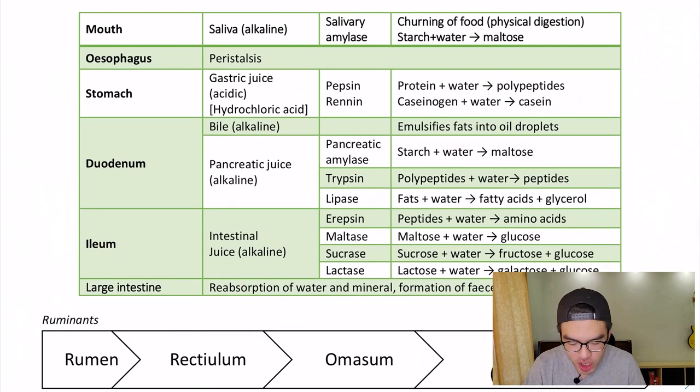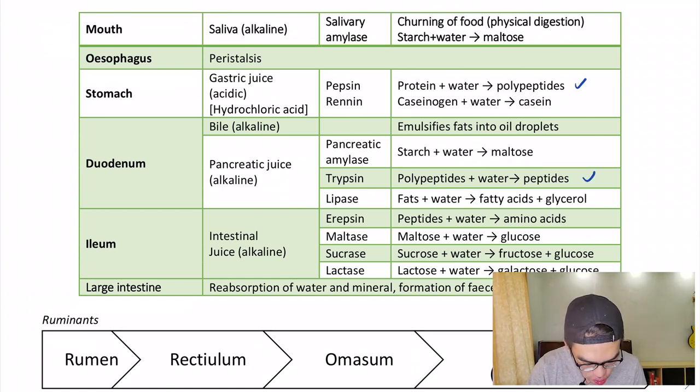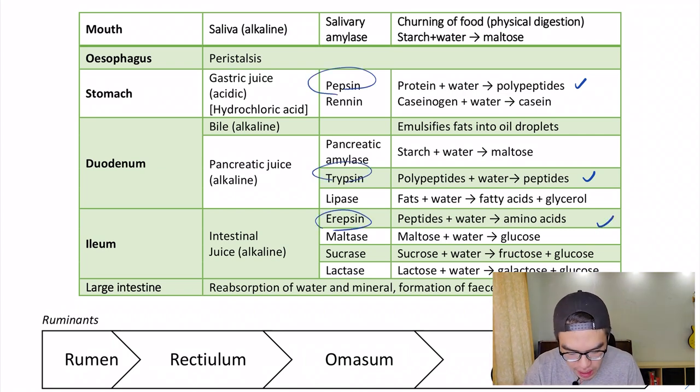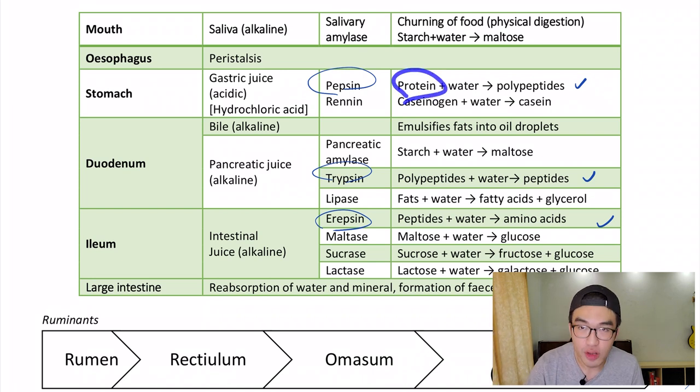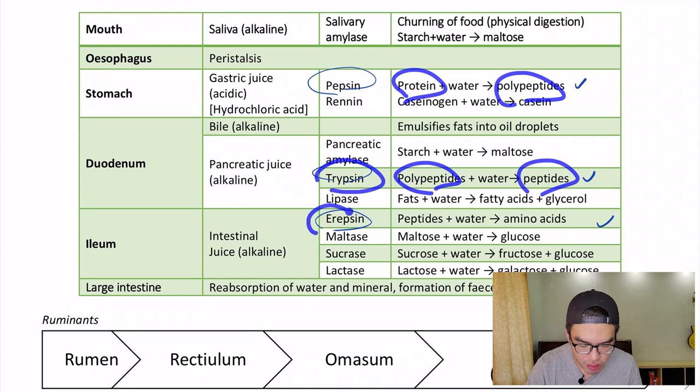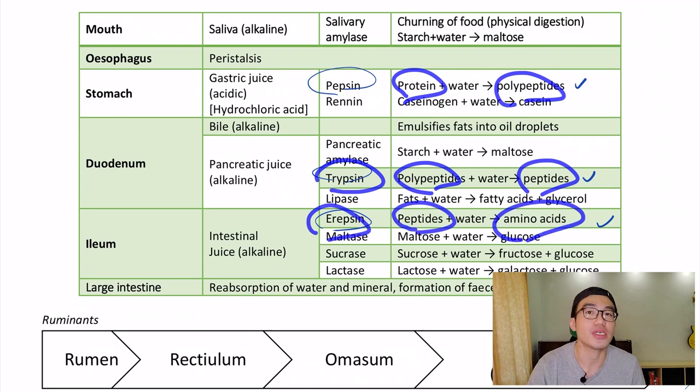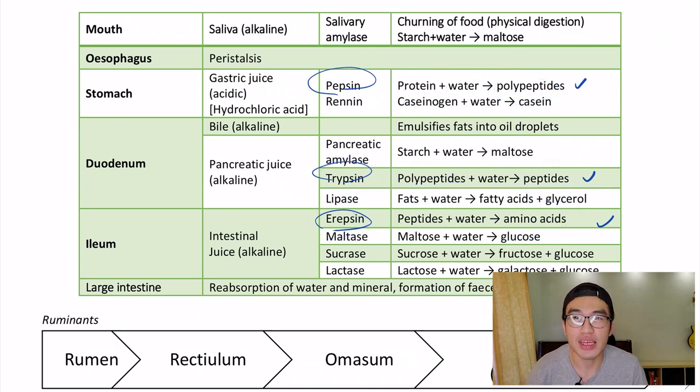Pay more attention to your protein digestion because it is like a three-step thing. You have your pepsin, trypsin, and erepsin. Pepsin will break down protein into polypeptide. Trypsin will break down polypeptide into peptide. And of course, erepsin will break down your peptide into amino acid. So that's the most complicated one you need to memorize.